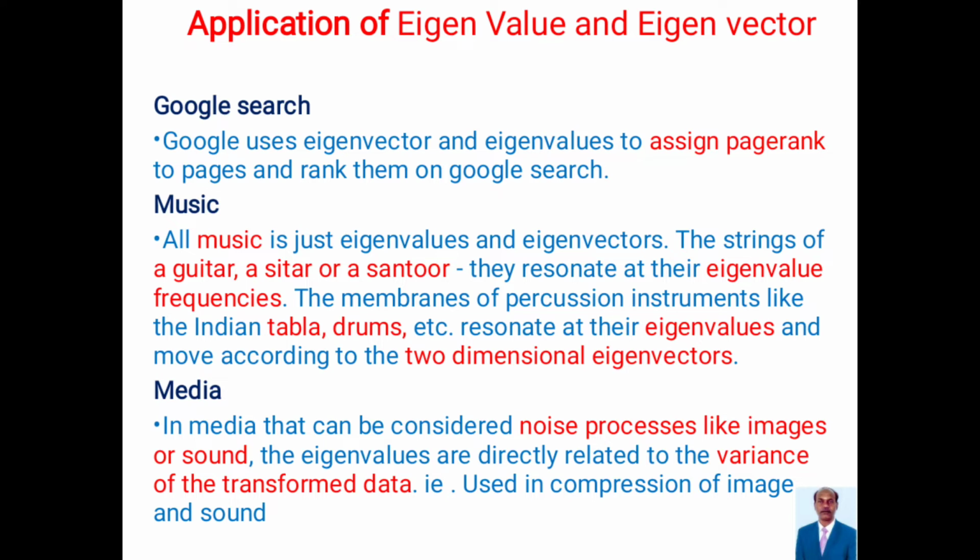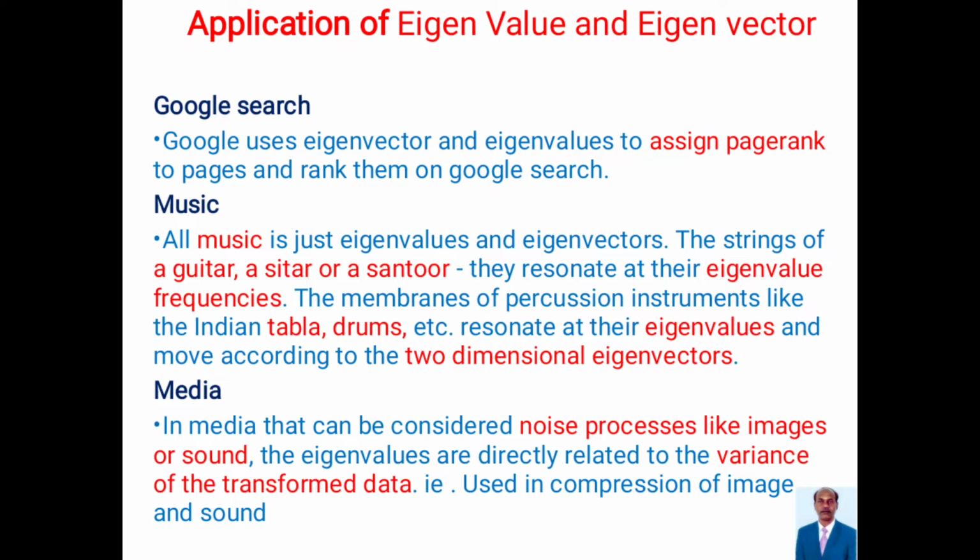Music. All music is just eigenvalues and eigenvectors. The strings of a guitar, a sitar or a santoor resonate at their eigenvalue frequencies. The membranes of percussion instruments like the Indian tabla, drums, etc. resonate at their eigenvalues and move according to the two-dimensional eigenvectors. So they make sounds. That sound effect is known as the eigenvalue. The direction in which the sound moves is known as the eigenvector.